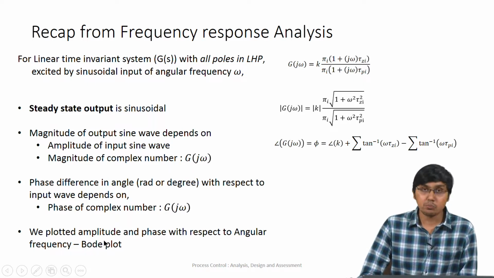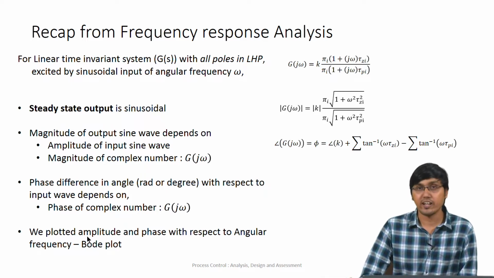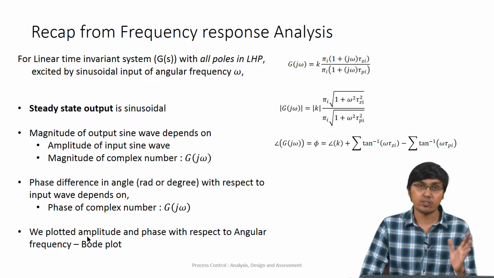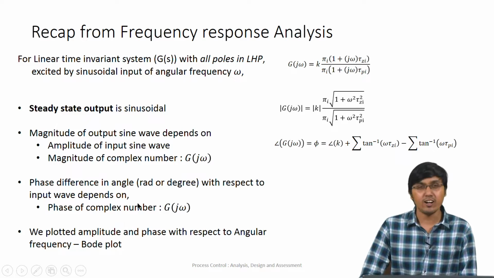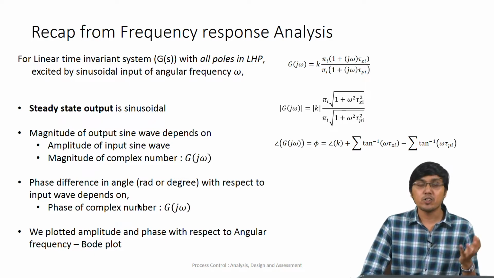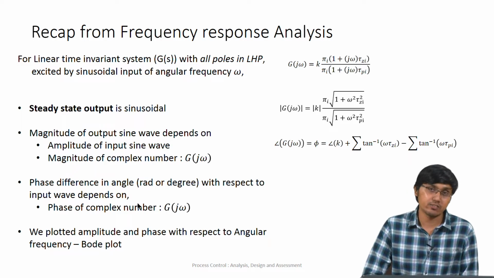We also plotted the amplitude and phase with respect to the angular frequency, and we said this plot is called the Bode plot. We are going to see how this Bode plot helps us with stability analysis. That is the topic for this lecture. We will also try to understand intuitively what happens in the general case, and towards the end we will see where this kind of analysis fails.